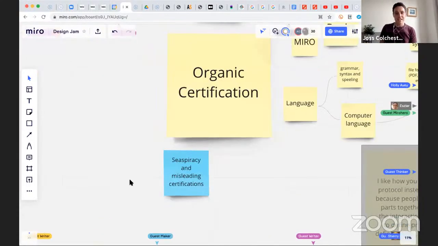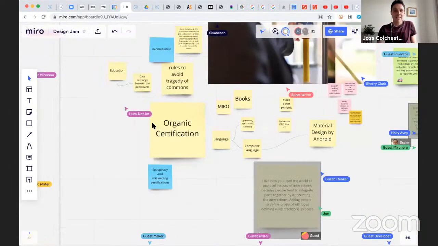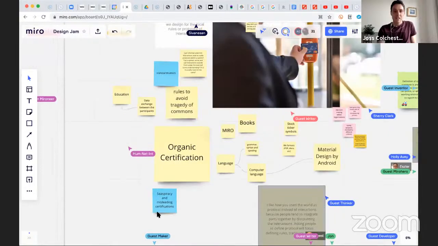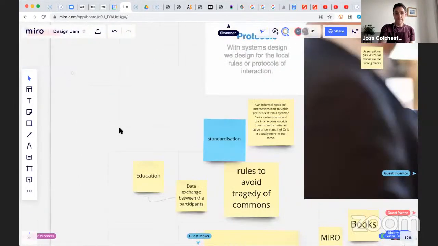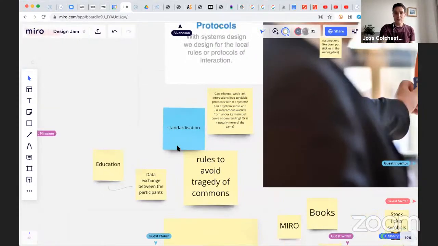All right, Seaspiracy and misleading certification. Yep. Okay, education. Data exchange between the participants. Standardization. Yep.